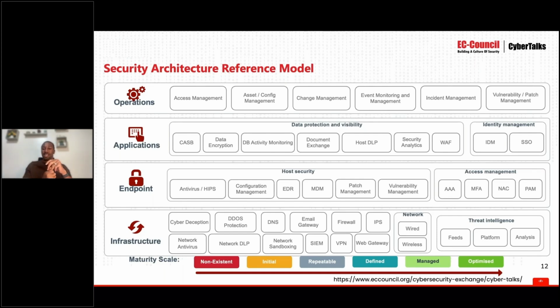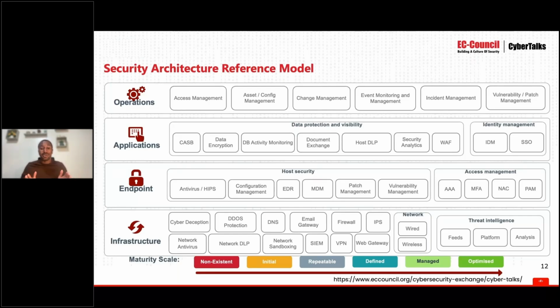An optimized state, which is quite difficult for a lot of organizations to achieve, is where everything is automated. So for example, if it's patch management, automatic patches are being applied to systems that are obsolete. You don't have to schedule those patches. That's an optimized state. If you have a non-existent stage in the red for EDR, that means you don't have an EDR solution anywhere in your entire network. We're moving from antiviruses to EDRs, which are endpoint detection and response tools.